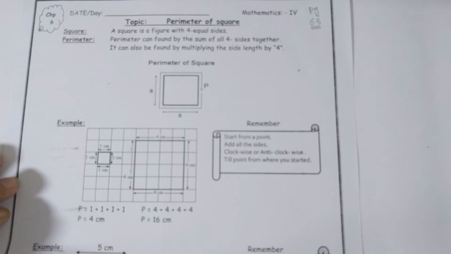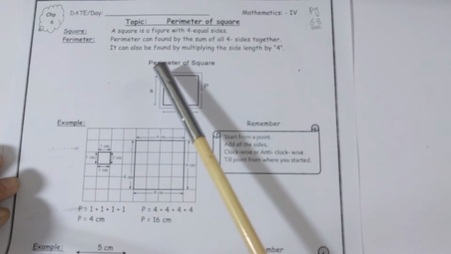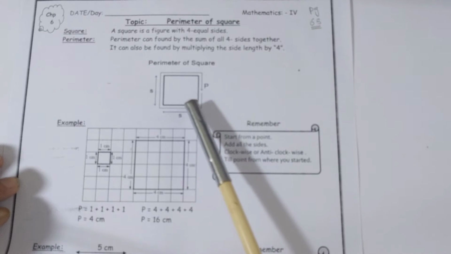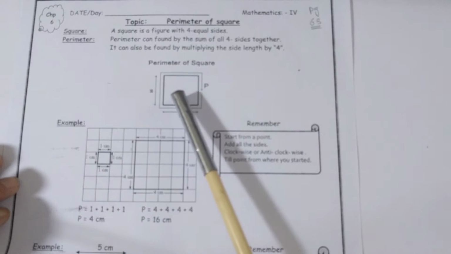So what is perimeter? Perimeter is actually the distance around the closed figure, the boundary of the figure. So the perimeter of the square, this one is a square. And what is the perimeter of this square?